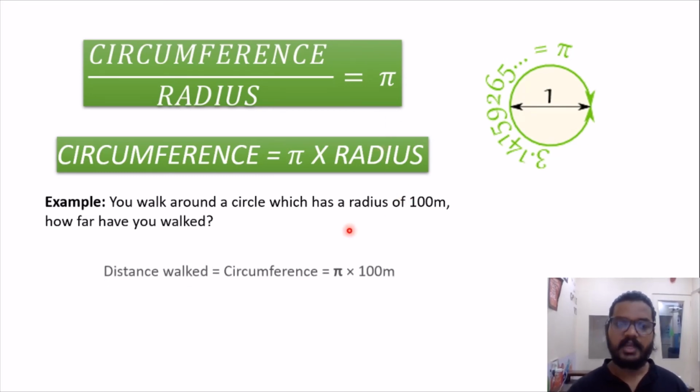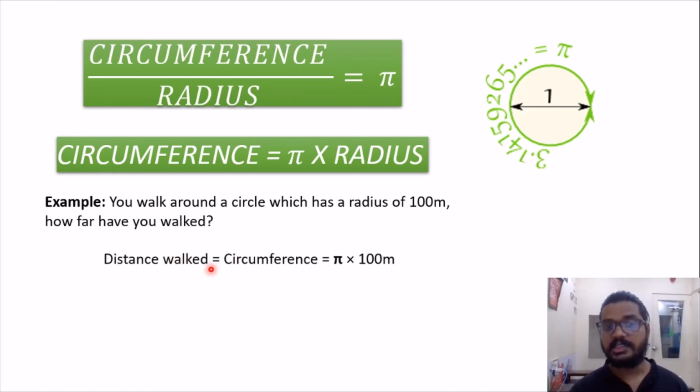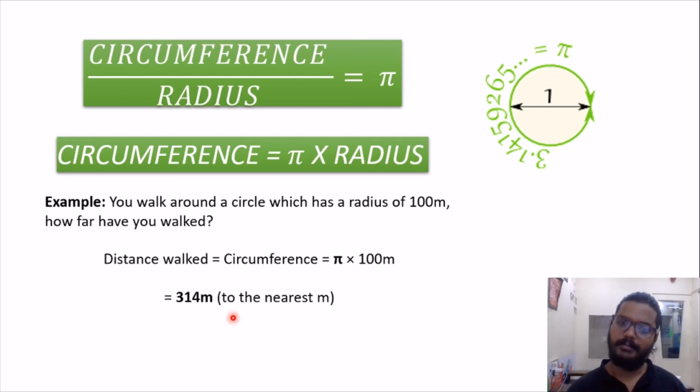Let's see how. We know the formula, that is distance walked is nothing but the circumference, and circumference is nothing but pi into radius. What was the radius? 100 meters. Now what is the value of pi? Which is nothing but 3.14. So if you multiply 3.14 into 100, you get 314 meters. That means that you have covered 314 meters of distance while taking a round around the circle.